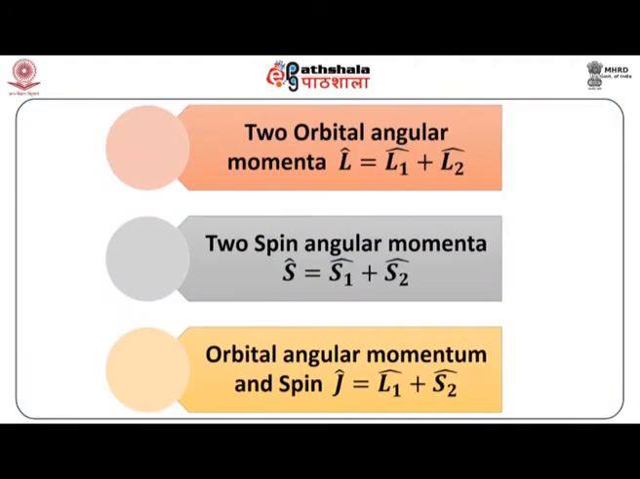There can be two orbital angular momenta, that is total angular momentum L becomes sum of L1 plus L2, or there can be two spin angular momenta, that means S becomes sum of S1 and S2, and the third possibility is there can be one orbital angular momentum and the other spin. So over here the sum is denoted by J, which is taken as L1 plus S2, orbital angular momentum associated with electron 1 and spin angular momentum associated with electron 2.